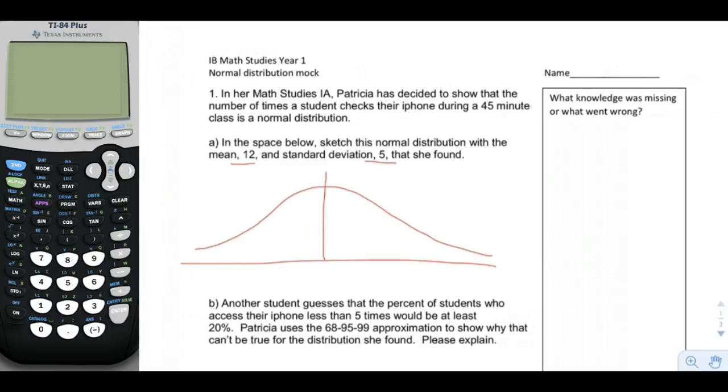So the middle is the mean, and the standard deviation lines, which go out to the left and right, are spaced by 5 because the standard deviation is 5. This would be 24. This would be 2. Oh, not 24, 22. 22. Okay.